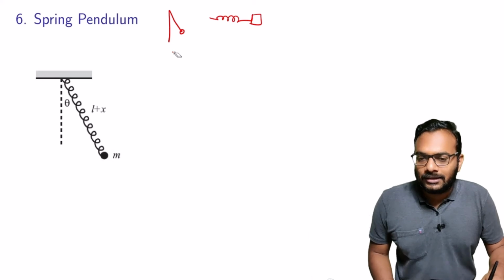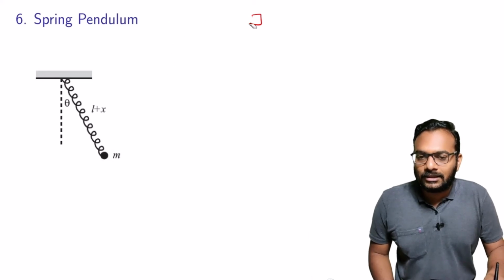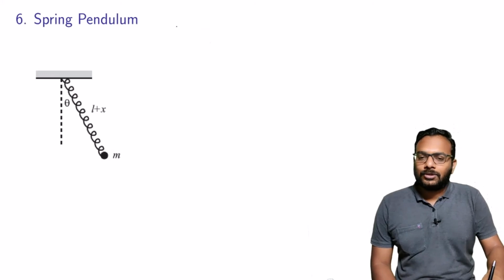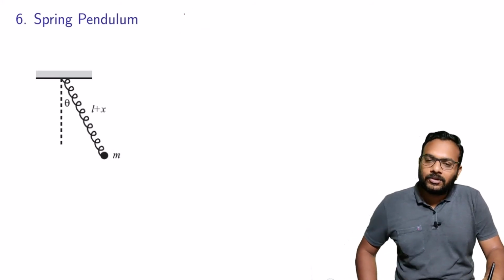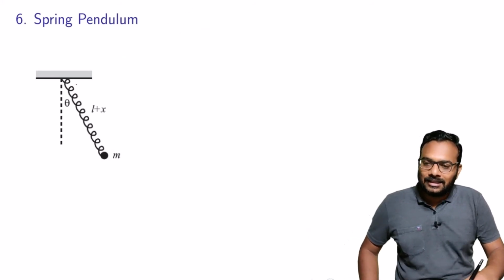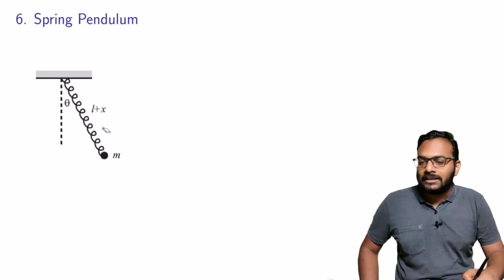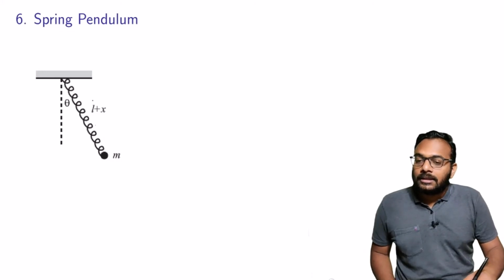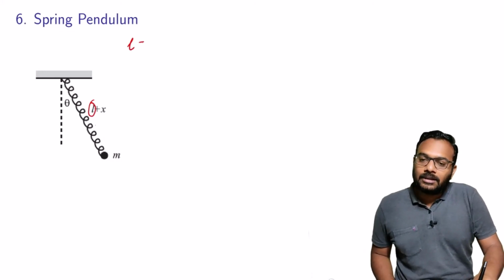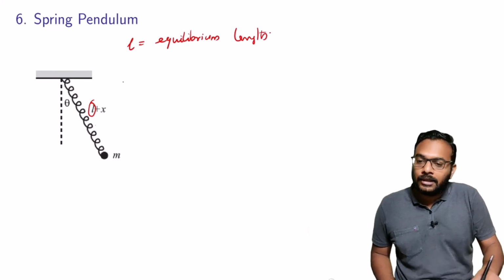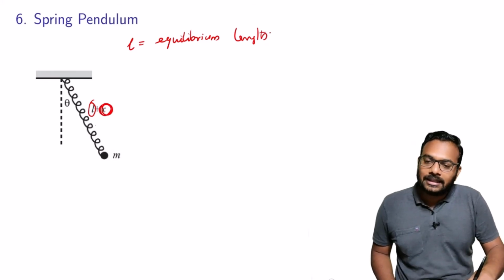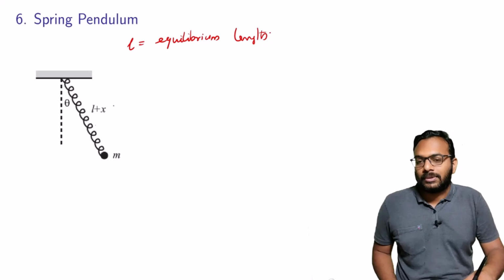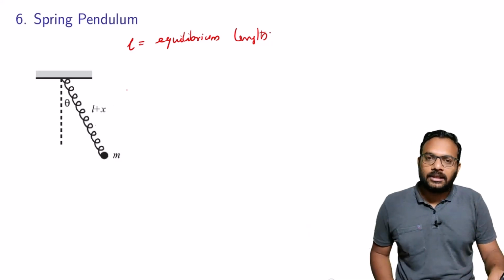So it seems complicated, but you will see that in the Lagrangian method you can solve it quite easily. So we have got the spring pendulum. Instead of the string, you will have a spring. That is all. And this L, we'll call it the equilibrium length. So x is the elongation of the spring, how much it has elongated from the equilibrium position.